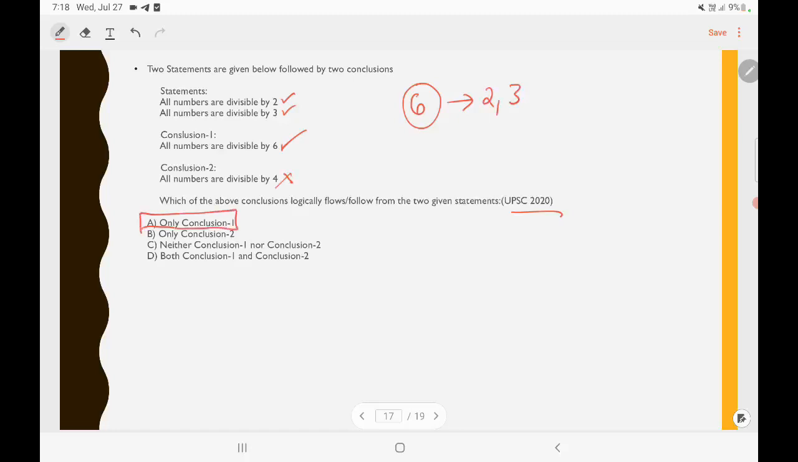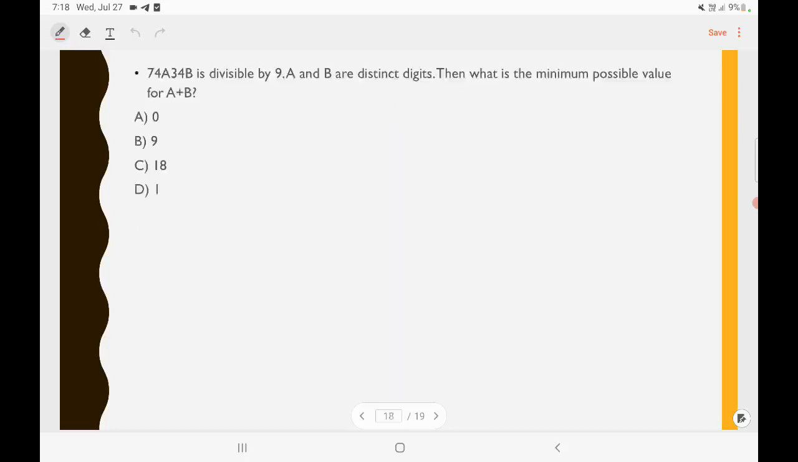This is how the application level questions will come. It will not just ask whether this number is divisible by 2 or whether this number is divisible by 3 or like that. It will be some application level question where you need to apply what you have learned.